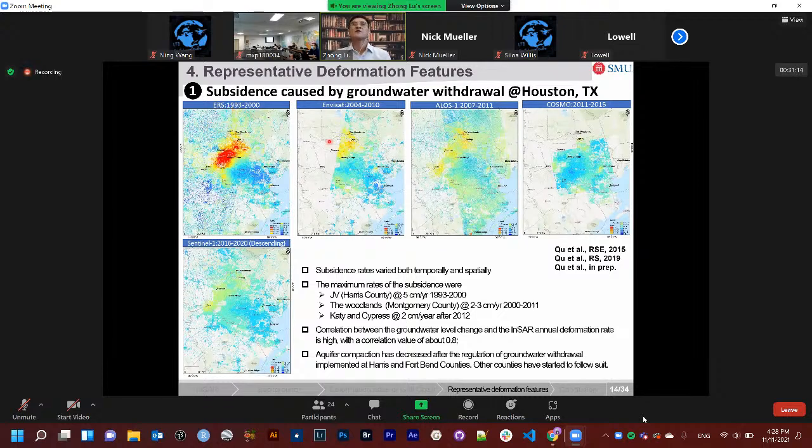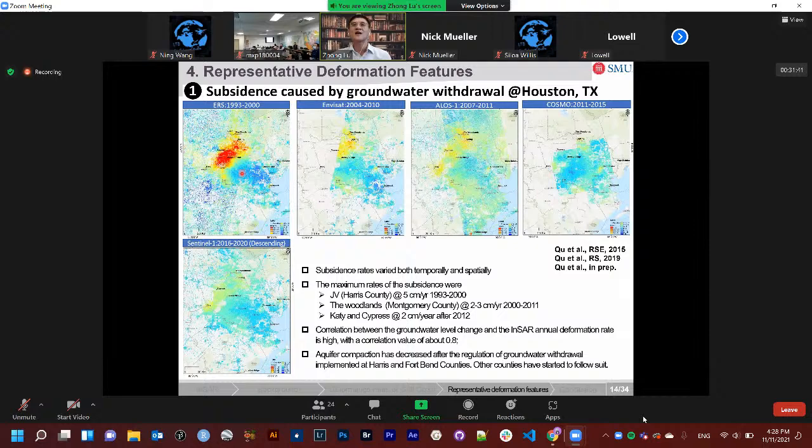1990 time interval to 2000 time interval, to 2007 to 2011, and to the past 2010 to 2020 time interval. So you can see that this greater Houston area, the deformation was very severe in this time window, right? Reached about 5 centimeters over here. And you can see that the deformation rate decreased pretty significantly.